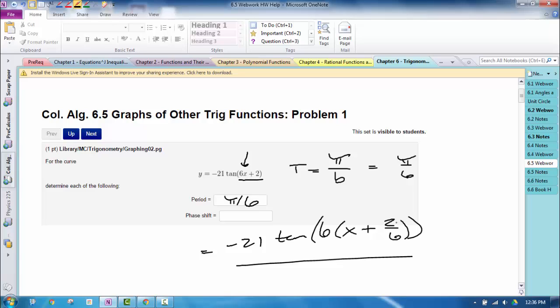Now, that tells me that my phase shift is right here. It's 2 over 6, which is really 1/3. I could simplify it to 1/3. And I should make this negative because technically if you're adding to x, you're moving back to the left. So the phase shift would be negative 1/3.